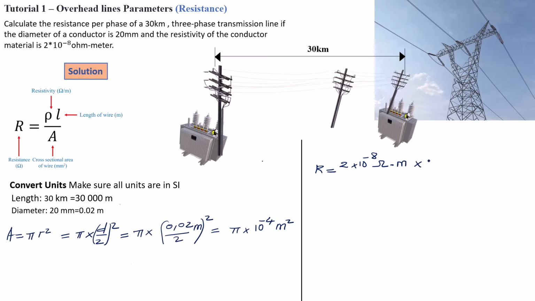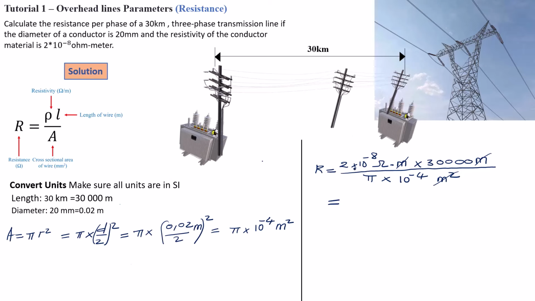Times the length, which is now 30,000 meters. And this is all going to be divided by the area of the conductor, which we then calculated to be equal to pi times 10 to the power negative 4 meter square. Okay, now already you can see that this meter and this meter is going to give you a meter square, and meter square and meter square, they're basically going to cancel themselves here, and you're only going to have a one unit here that basically going to be ohm.